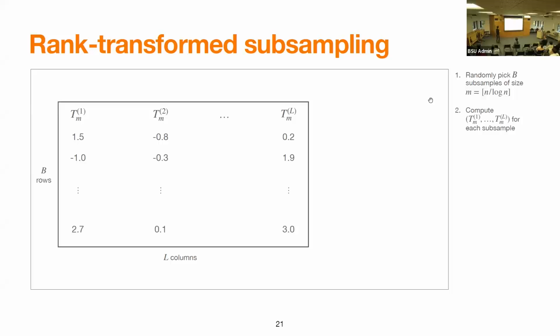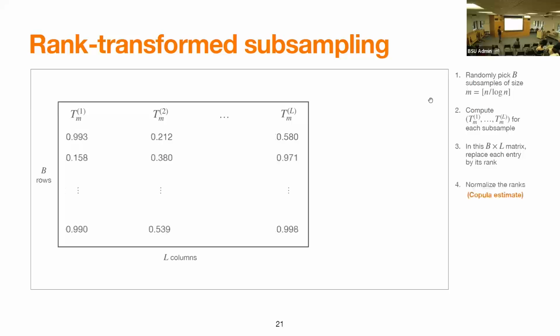Okay. So the rank transform is this step. I replace every entry of this matrix by its rank within the matrix. Now it's a matrix of ranks. Now I normalize the ranks by the total, so each is a number between 0 and 1. I claim that at this stage, I have effectively non-parametrically estimated the copula.